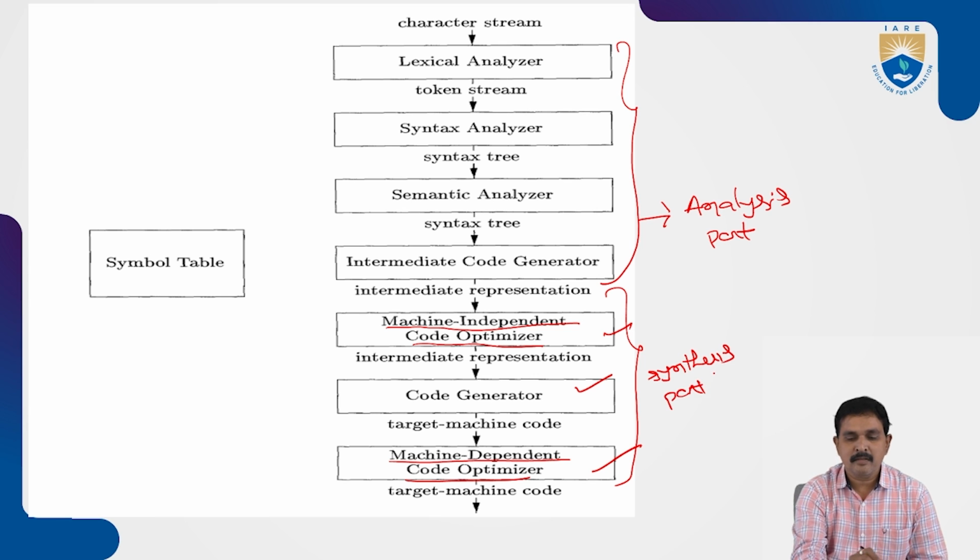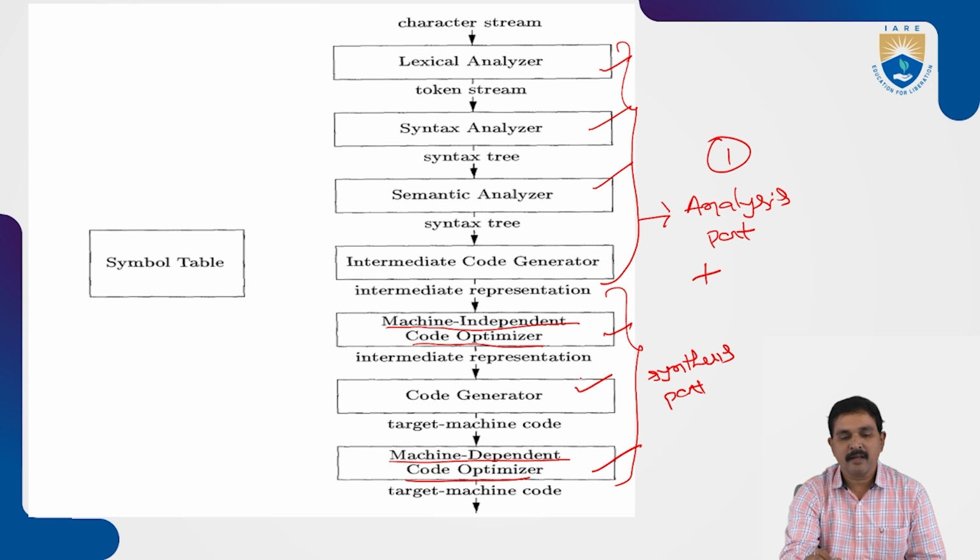So you can say what the structure of the compiler is. For the structure of the compiler, it has the analysis part, which you can explain. Explaining the analysis part: what the lexical analyzer is, what the syntax analyzer is, what the semantic analyzer is, what the intermediate code generation is. You must explain the analysis part.